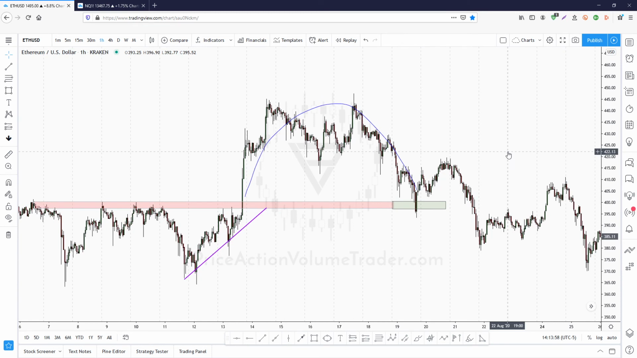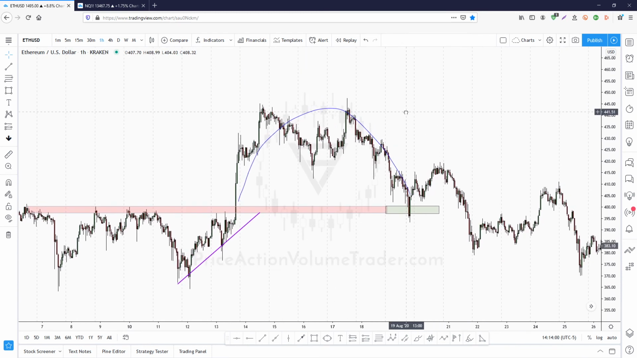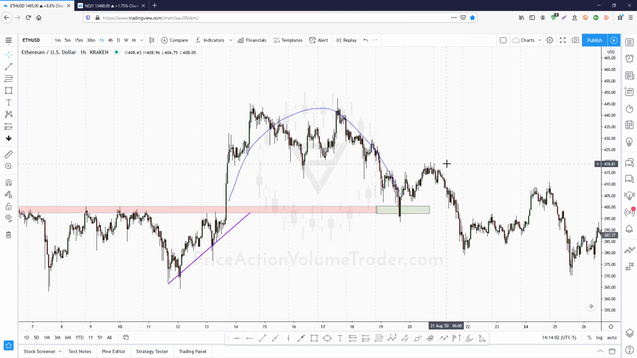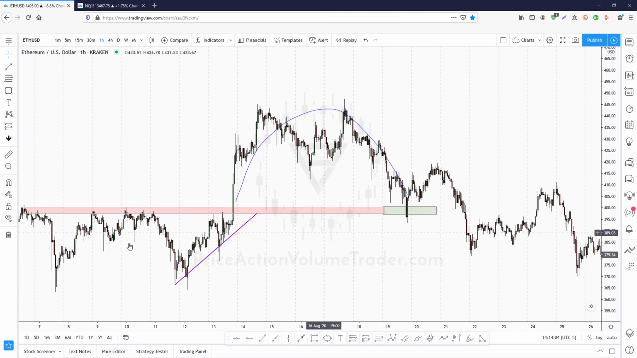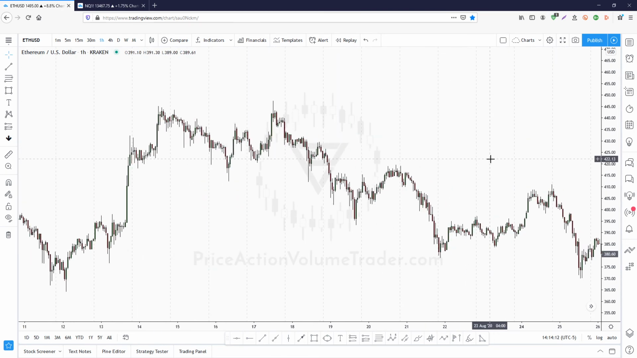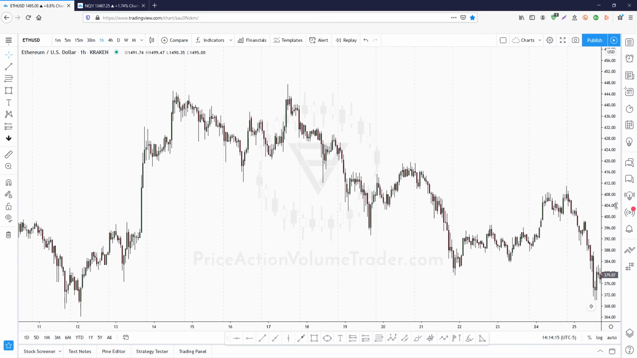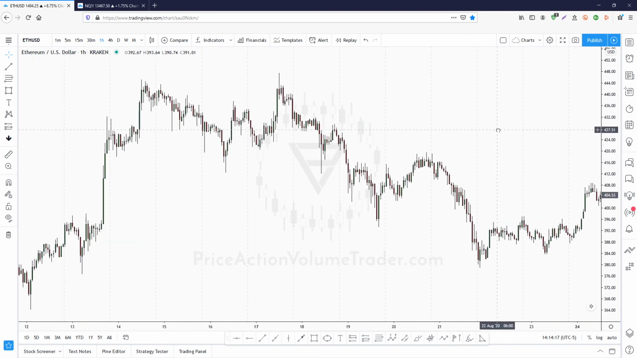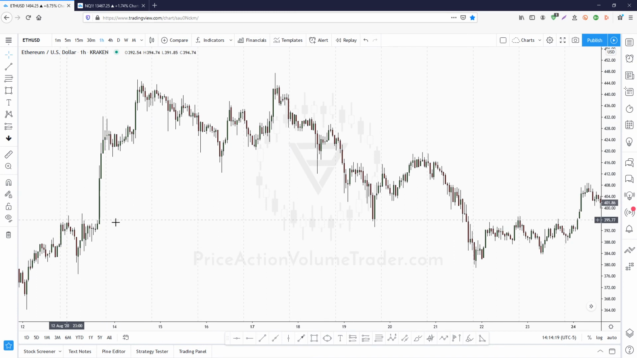Now in this case, what happened here? Well, we had a reaction. However, it was not a very strong reaction, so we would have had maybe a small winning trade. But what happened here? Well, the same thing that happened on this now happened in reverse here.